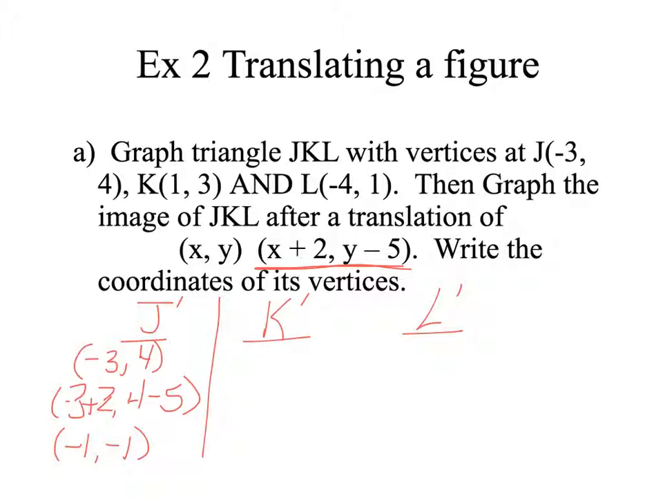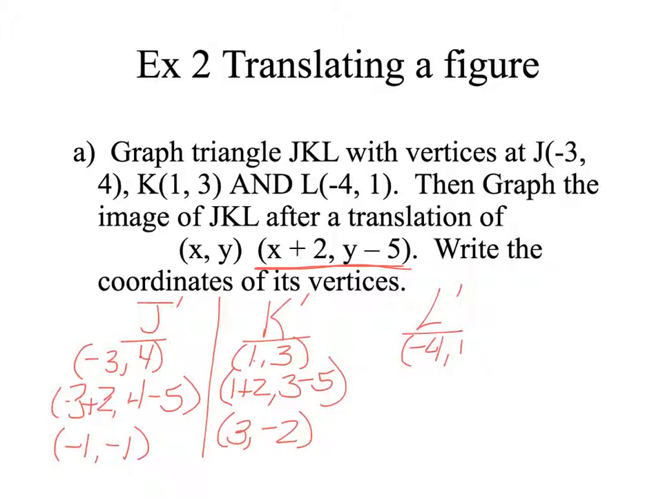K and K prime, K starts at 1, 3. It's getting the same translation. So it's going right 2 and down 5. So that's going to give me the new point for K prime at 3, -2. And for L and L prime, we started at -4, 1. We are going right 2, and we are going down 5. So that's going to give me -2, -4. That's my final answer for that one.